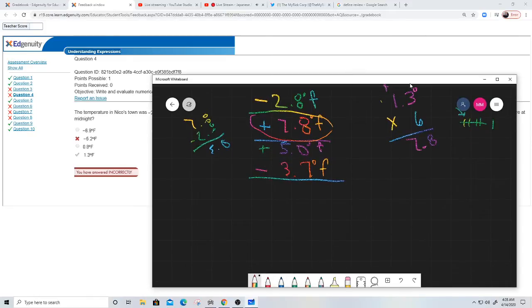Okay. So we can't subtract here, so let's borrow. 10 minus 7 is 3. This is now 4 minus 3 is 1. 1.3 degrees Fahrenheit. And you'll see that's what the checkbox has.